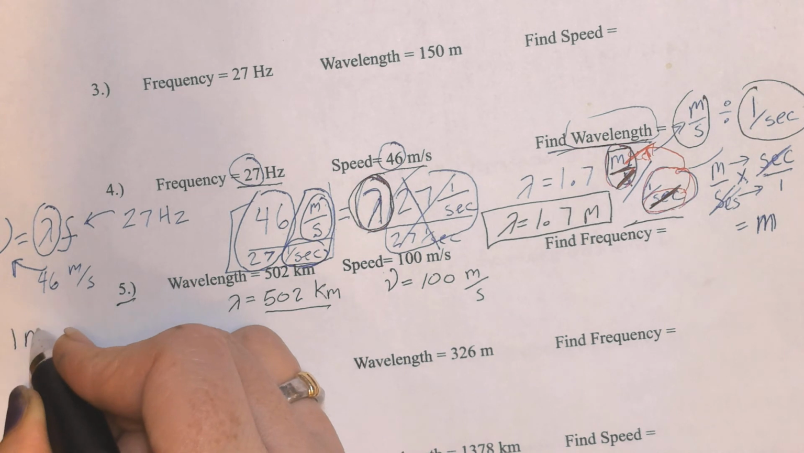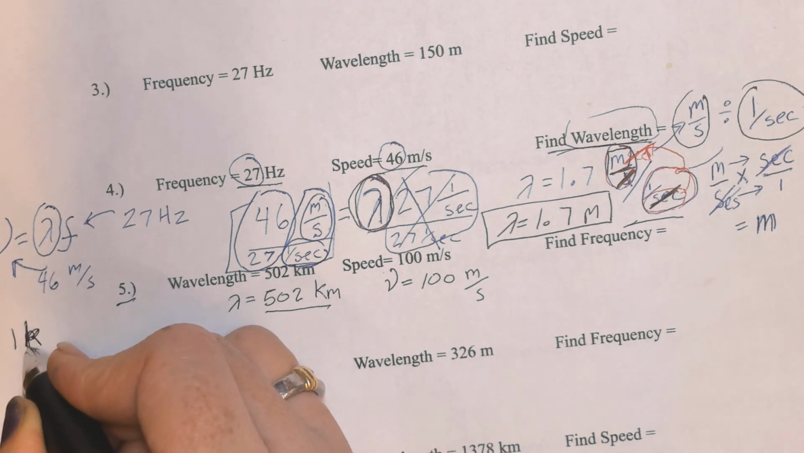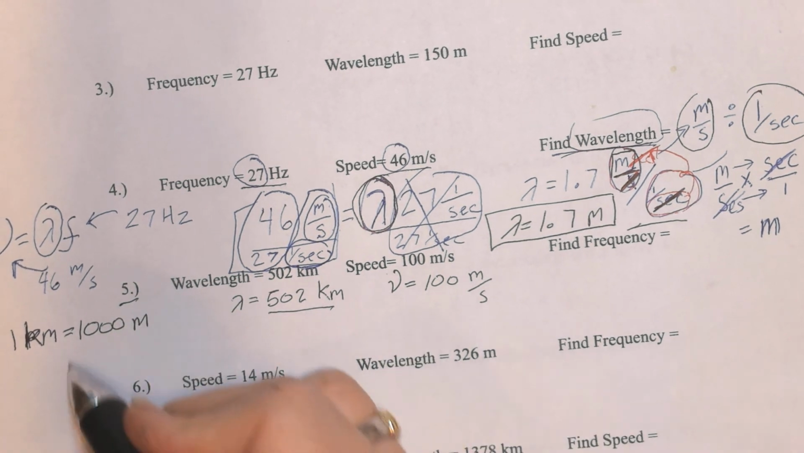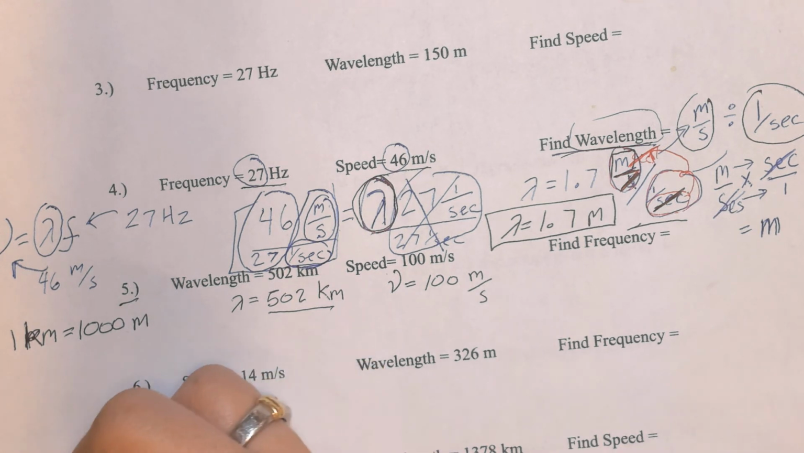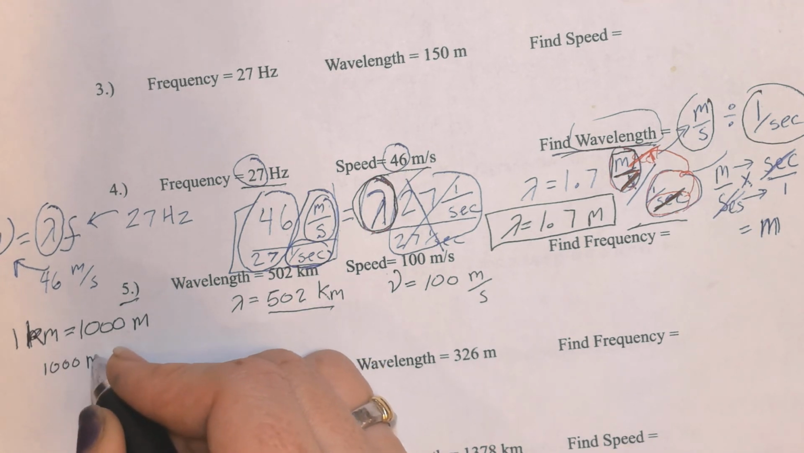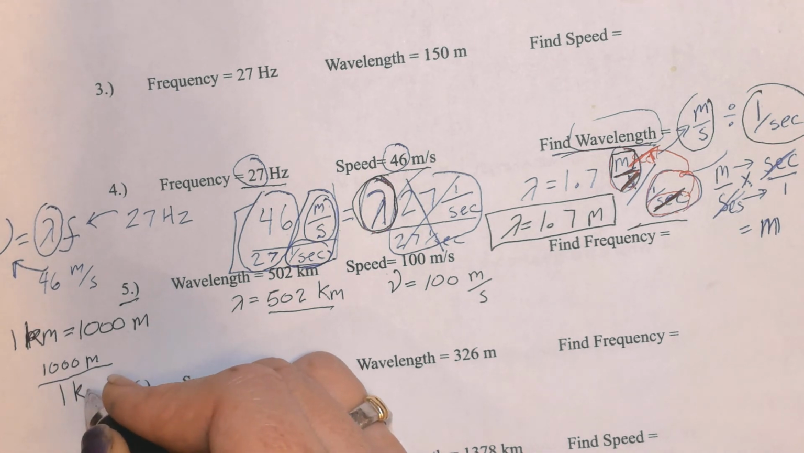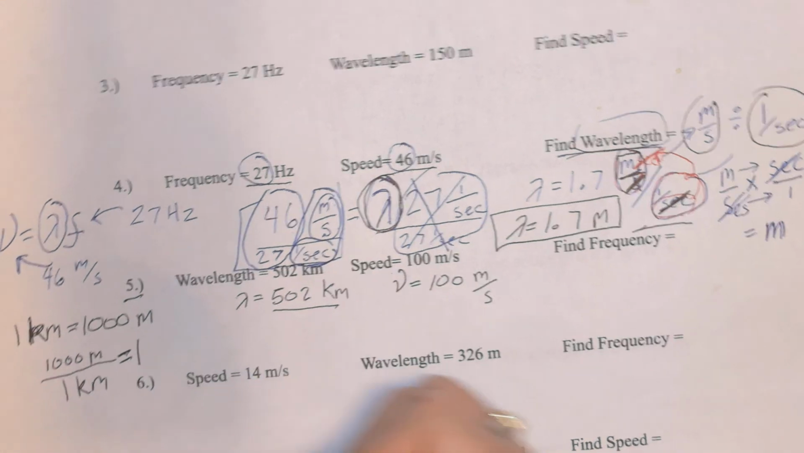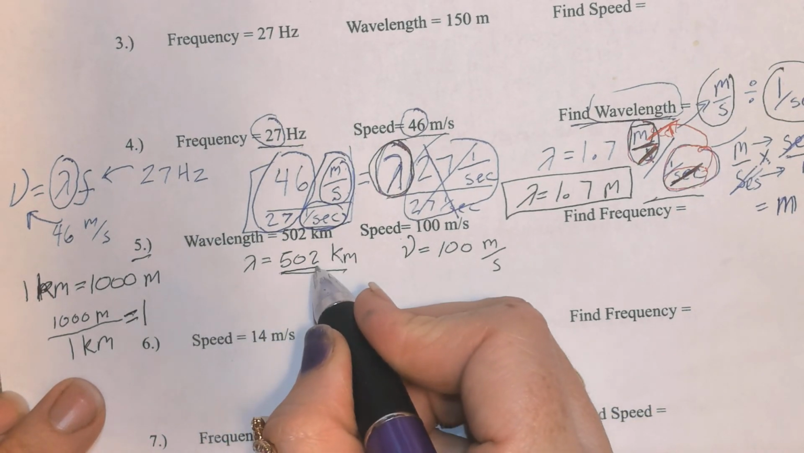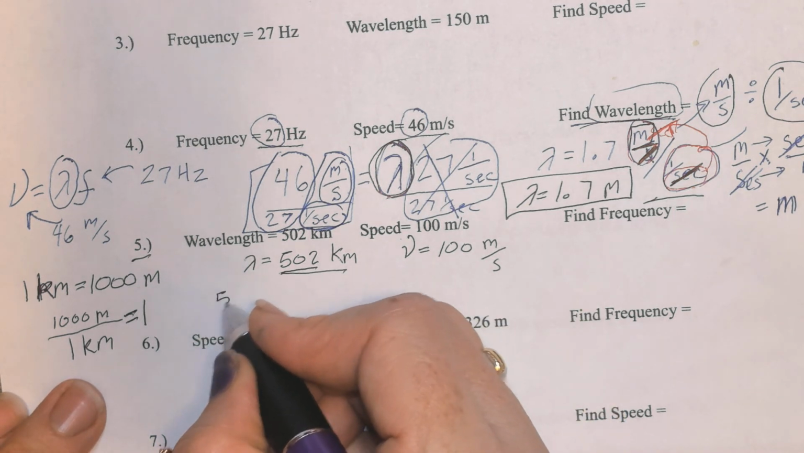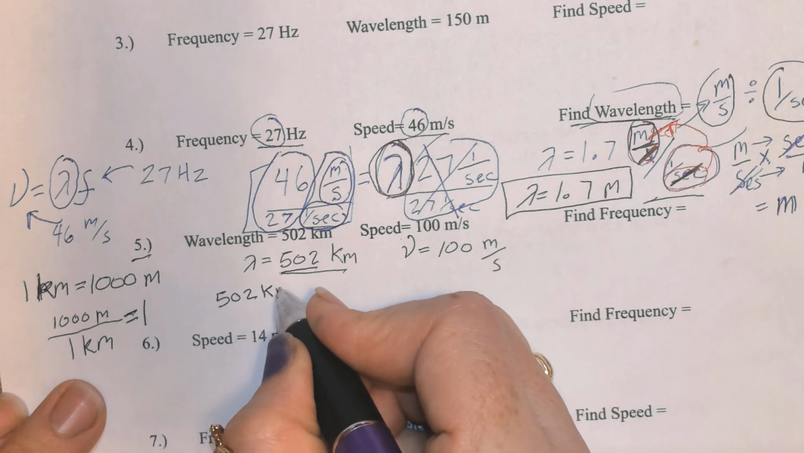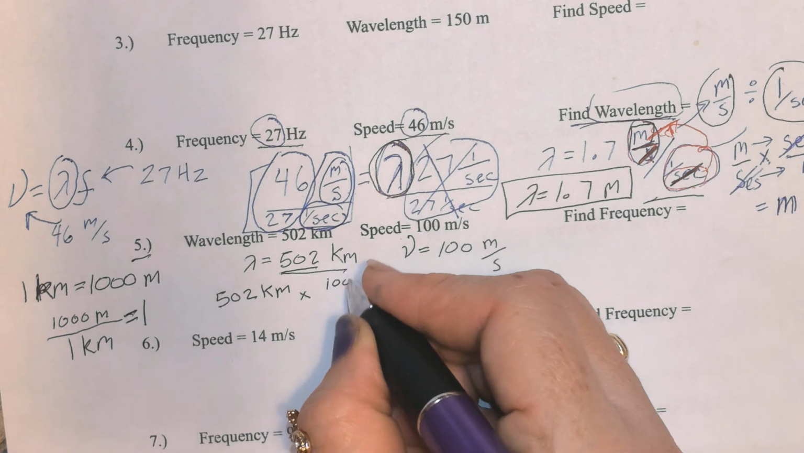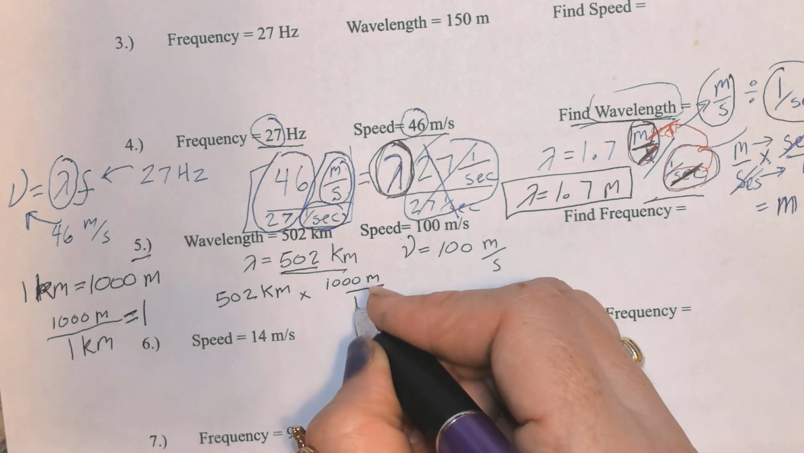Please remember that 1 kilometer equals 1,000 meters. 1 kilometer equals 1,000 meters. So we can go ahead and make a conversion factor, 1,000 meters per 1 kilometer. And that equals 1, as you remember from our lessons on conversion factors. So in order to convert 502 kilometers into meters, we multiply by our conversion factor and do dimensional analysis. So 502 kilometers times 1,000 meters per kilometer.